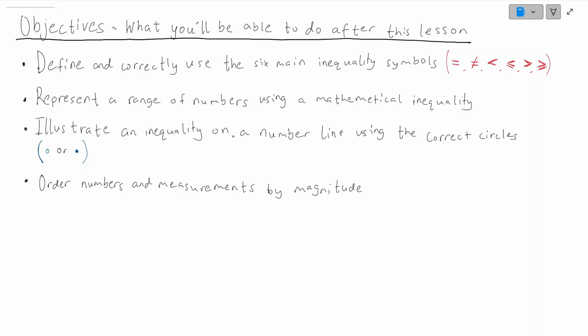Here is what you'll learn in this lesson and what you'll be able to do after this lesson. You'll be able to define and correctly use the 6 main inequality symbols, which are these ones right here. You'll be able to represent a range of numbers using a mathematical inequality. You'll be able to illustrate an inequality on a number line using the correct circles, a hollow circle or a full circle. And you'll be able to order numbers and measurements by magnitude.